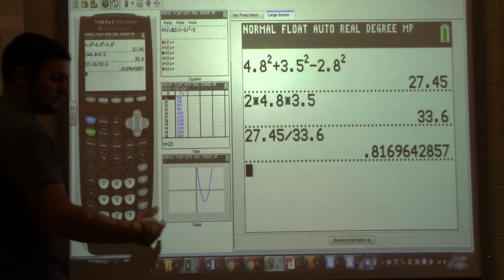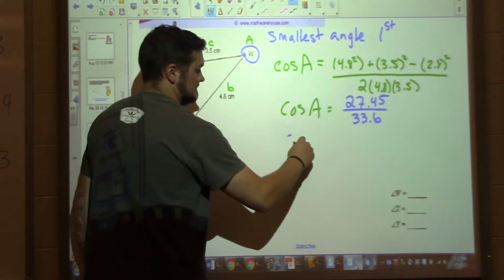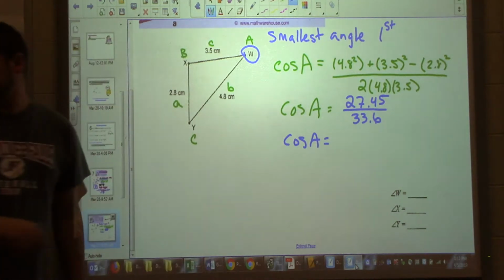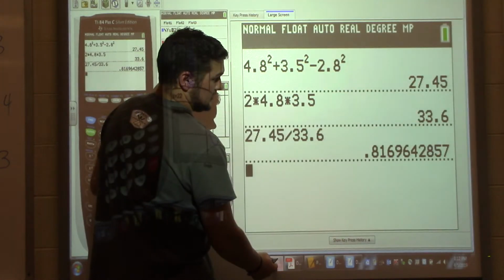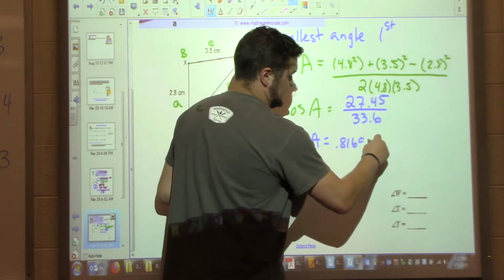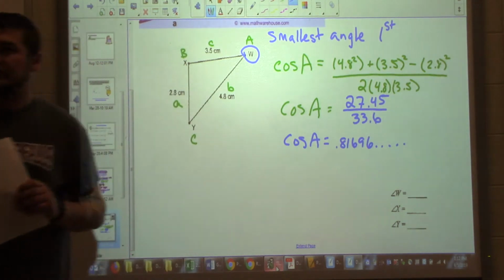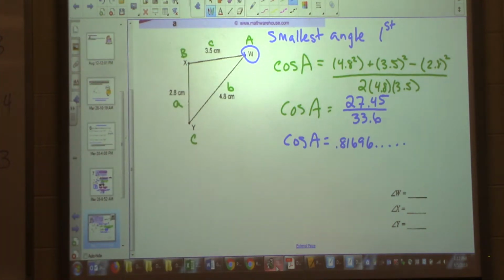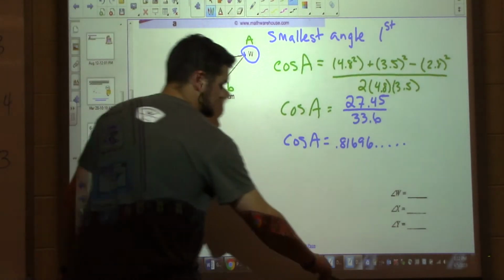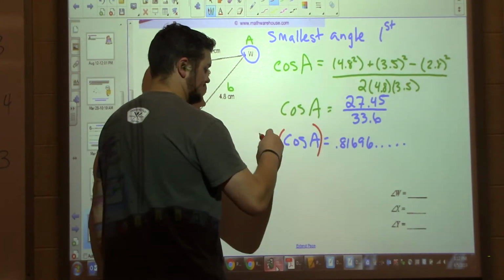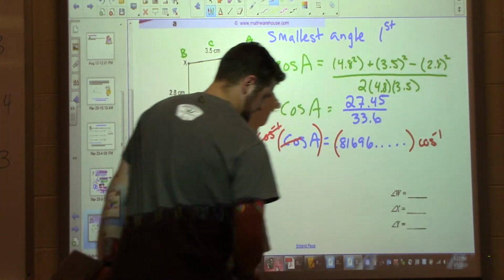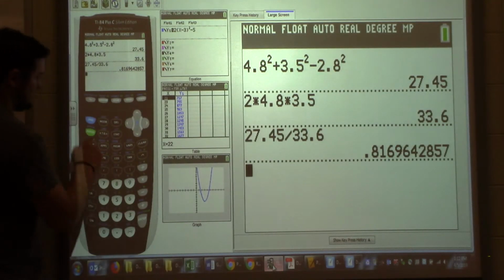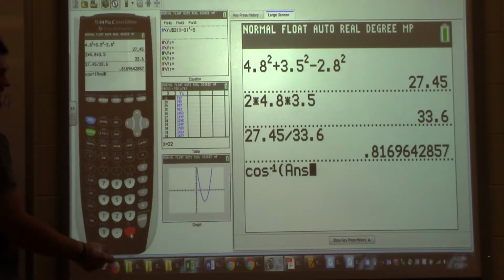So cosine of A equals 0.81696, right? I'm not looking for cosine of A though. I want angle A. Do the inverse, inverse both sides. So inverse cosine of that, second cosine, pull your answer.